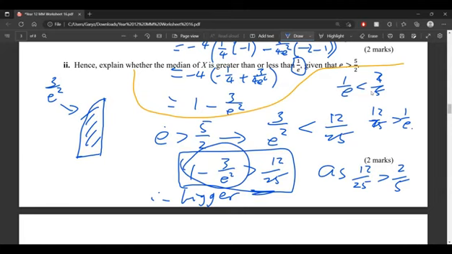And because of that, we know the median lies in this area here. So that means it must be bigger than 1 on e, because 12 on 25 is bigger than 1 on e. So it is a pretty tricky question here.